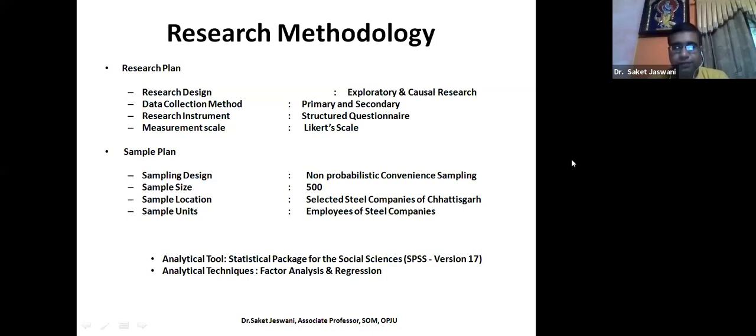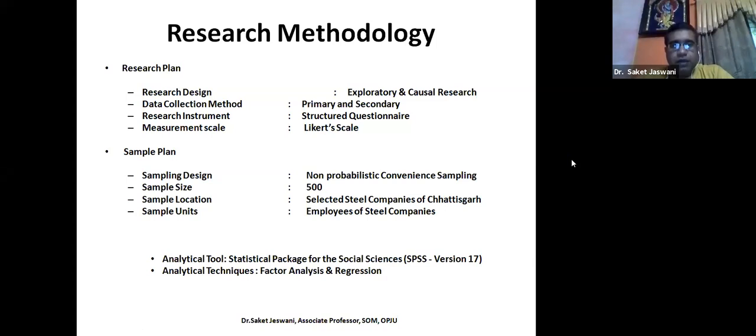Okay, sir, go ahead. Yeah. So this is how the research plan and sample plan is decided in any research work. And then we also decide what statistical tools and techniques we will utilize. In this, we have utilized SPSS. You can name the version also. And the techniques we utilize to prove the hypothesis are factor analysis and regression. This is how a typical research methodology is mentioned.